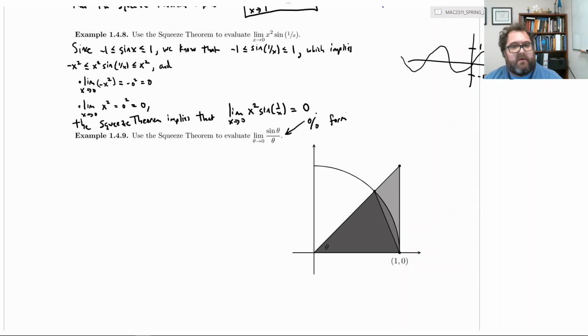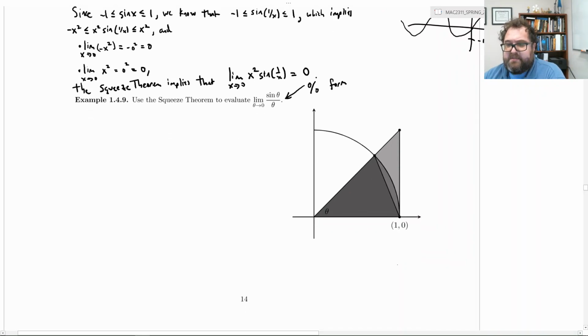Let's see what we can come up with. So notice in this diagram over here, this is a quarter unit circle. The only coordinate I put on here that I labeled was 1, 0, just to show you this is the unit circle. Okay. Now notice there's like 3 objects in there.